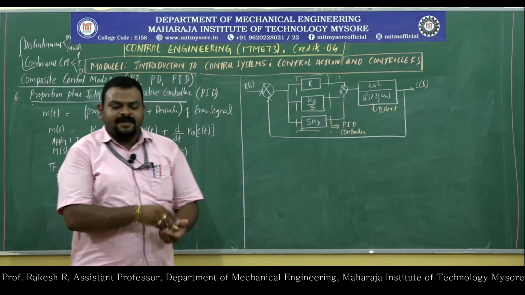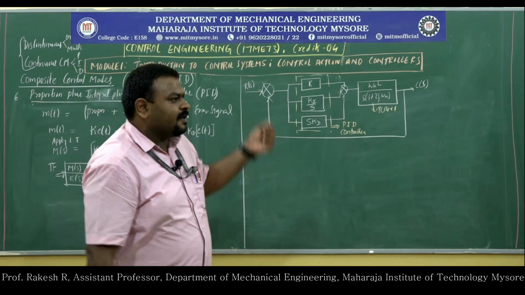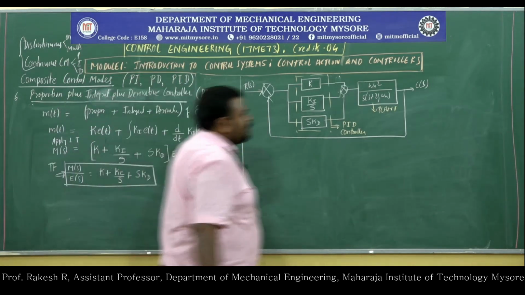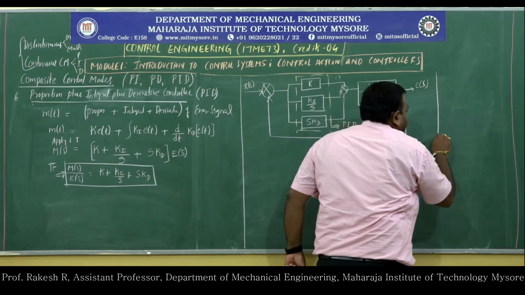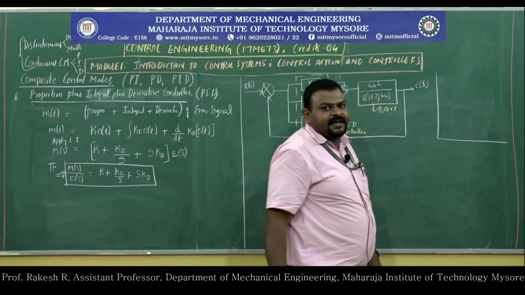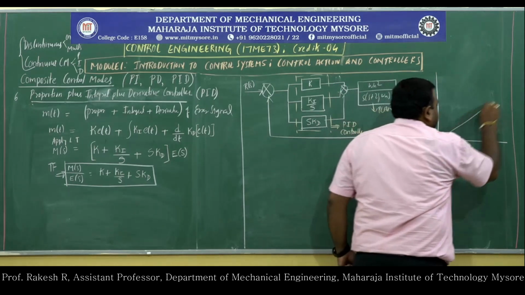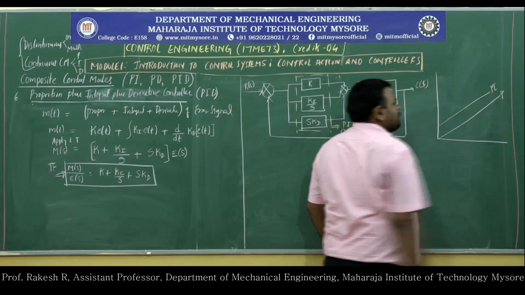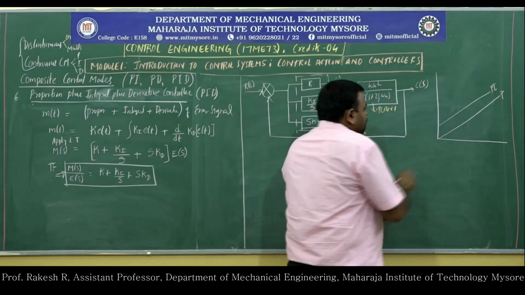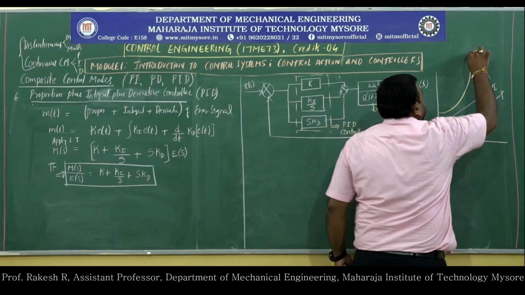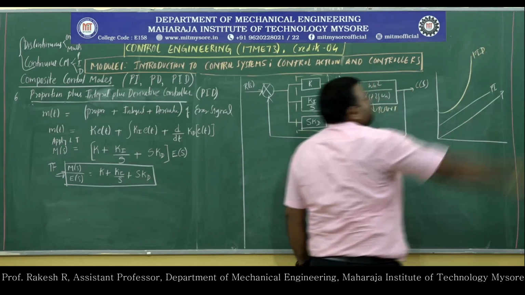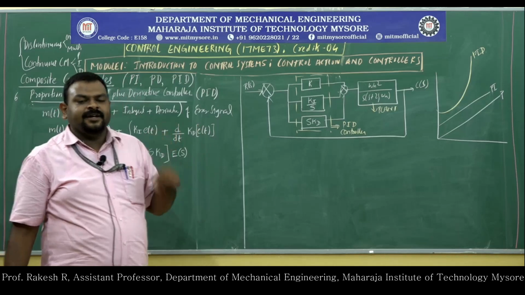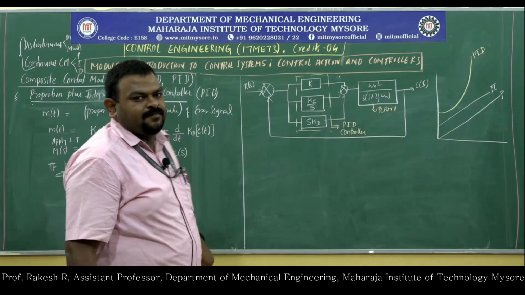The practical system is always a second order system, that's why we will consider a second order system for analysis. This is a characteristic graph for the PID controller. This is proportional, this is PI or PD, the same thing, and this is a PID controller. You will get a parabolic graph for the PID controller because of S.